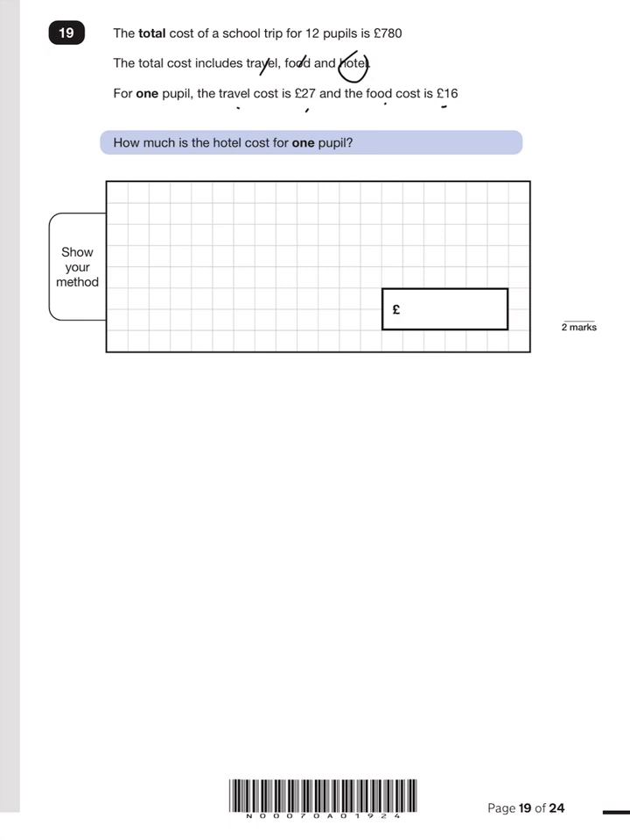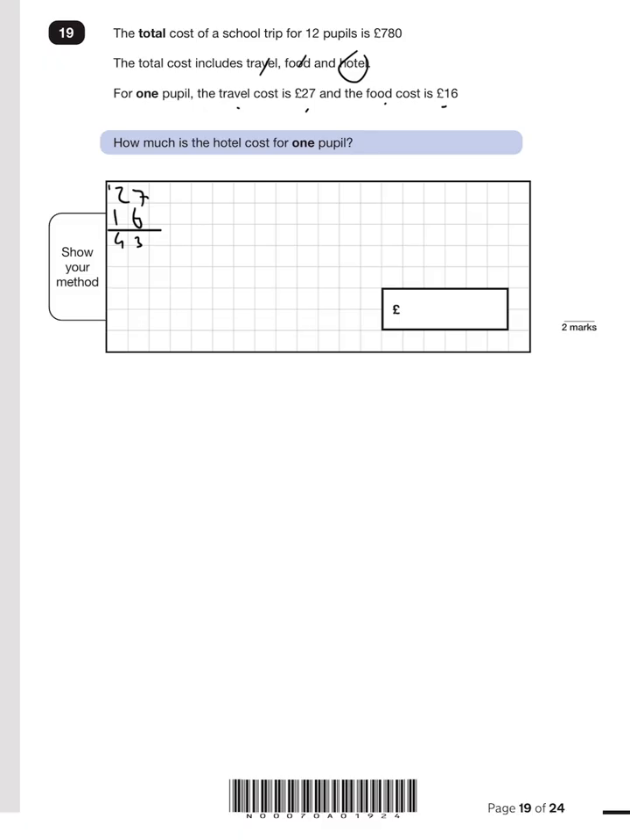So we'll do the travel and the food added together. So 27 and 16, we're going to add them together. 7 and 6 is 13. 1, 2, 3, 4. So £43. So it's £43 for travel and food.